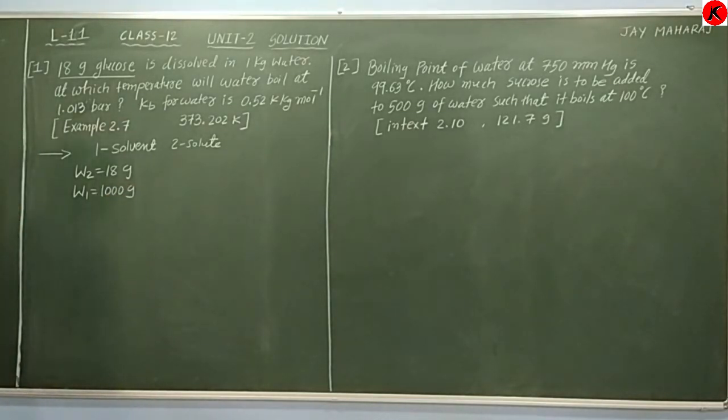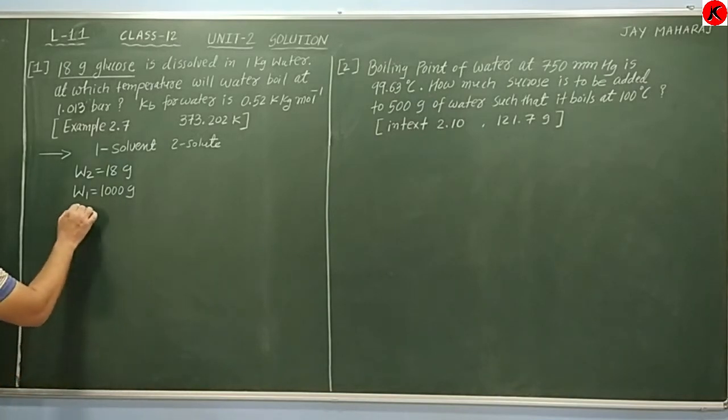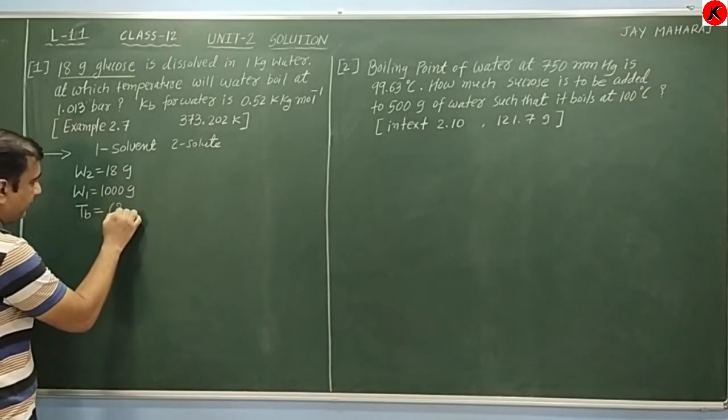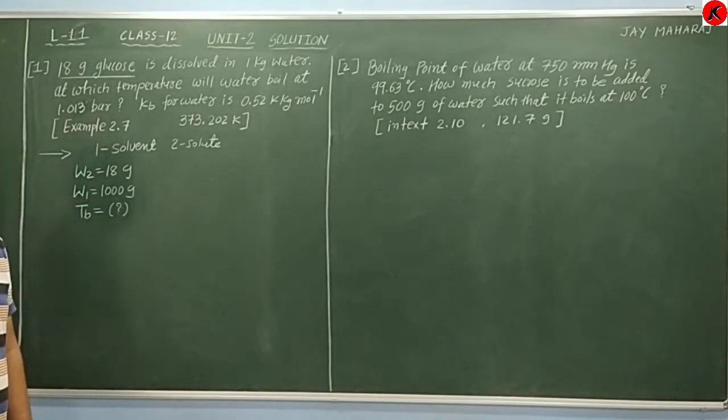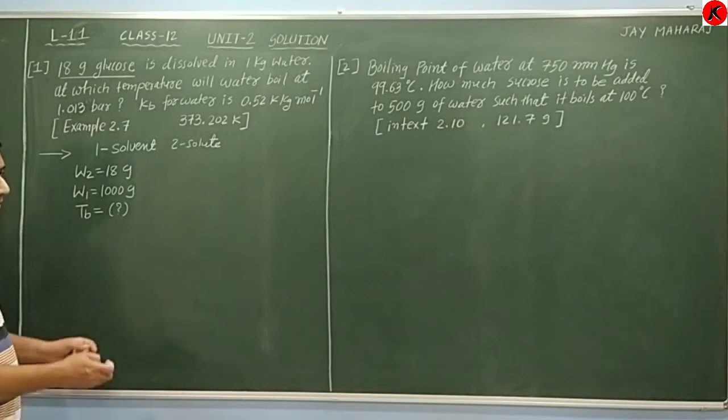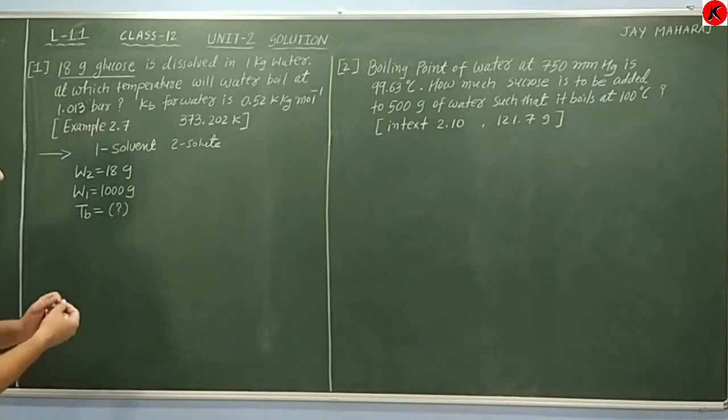At which temperature will water boil? That means glucose is added in water, and we have to find the boiling point. That means a solution is prepared, and we have to calculate the Tb, the boiling point of solution. We have to calculate it at 1.013 bar pressure, that means 1 atm pressure.